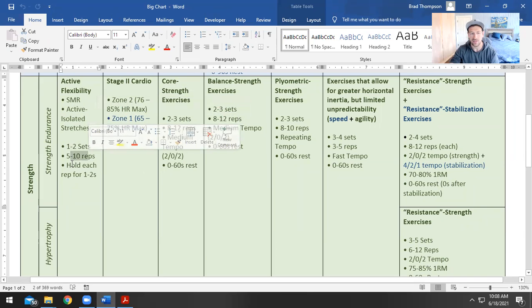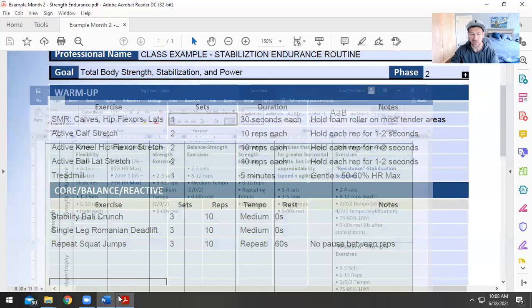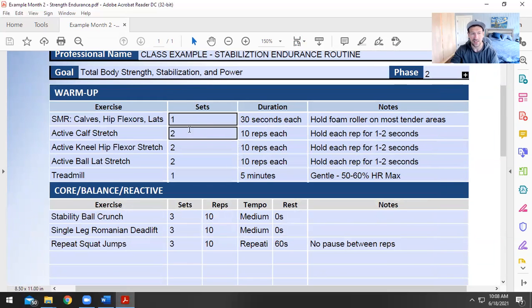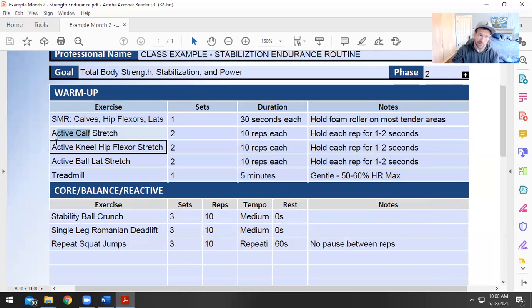1 to 2 sets, 5 to 10 reps. I'm going to hold each rep for about 1 to 2 seconds. So it's going to look like this. Foam roll calves, hip flexors, and lats, kept that the same. That's literally exactly the same as it was last time. But instead of a static calf stretch, now he's getting an active calf stretch. Instead of a static kneeling hip flexor stretch, he's getting an active kneeling hip flexor stretch.